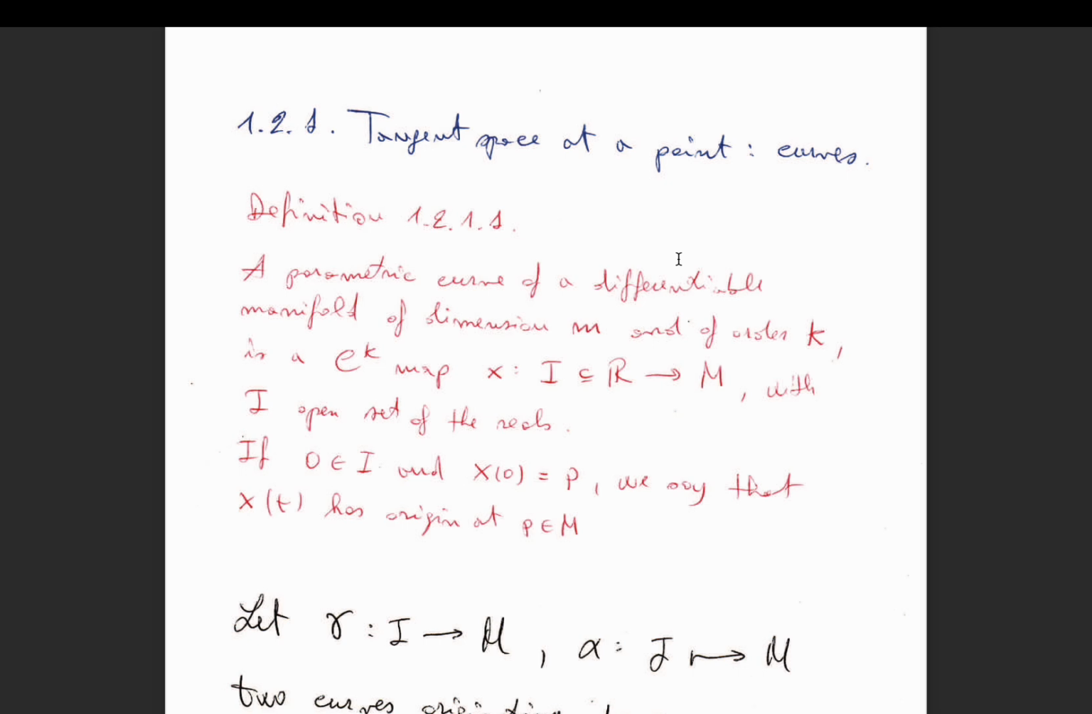For the geometrical part, we must introduce what a curve over a manifold is. So let's say we have a k-regular manifold. A curve is a k-regular map from a subset I of the reals into the manifold M. And we also say that if 0 belongs to I, and for example gamma of 0 is equal to P, we say that gamma is originating at the point P.